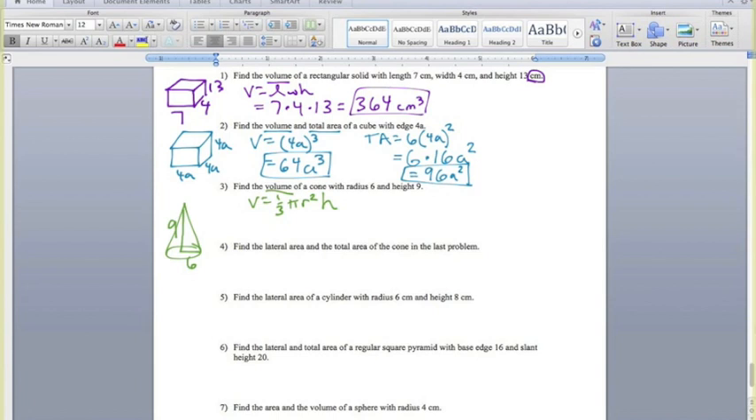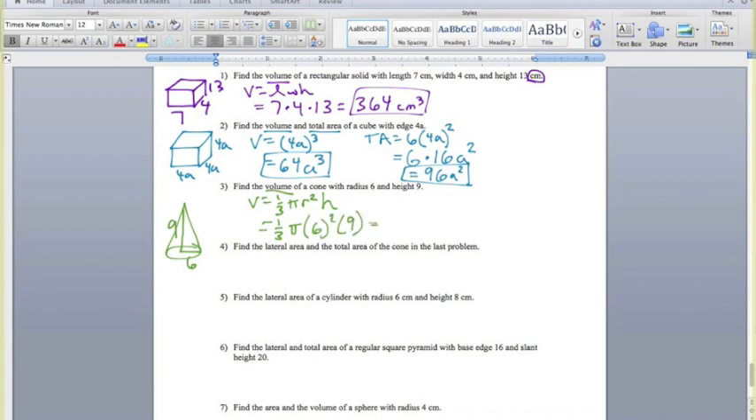When it comes to a point, you've got 1/3, then area of the base, area of the circle is pi r squared, times height, right? That's the general rule for any shape, okay? 1/3 when it comes to a point, area of base times height. Plug in what we need here: radius of 6 and height of 9.